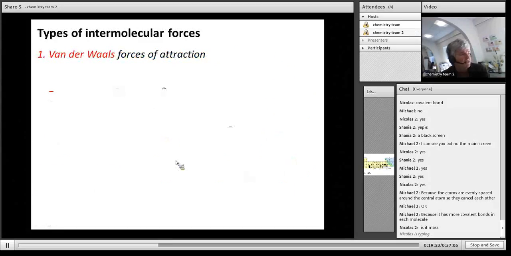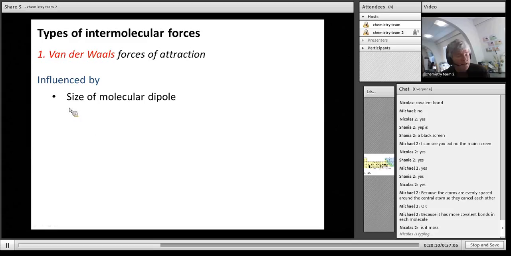So let's look then at the two types of intermolecular forces. The first one is what we call the van der Waals. We find this both in polar and non-polar molecules, so it applies to all those atoms and molecules we had there. It depends on the size of the molecular dipole. If it's a very polar molecule, then it's got a bigger molecular dipole, and so that will make the attraction stronger.